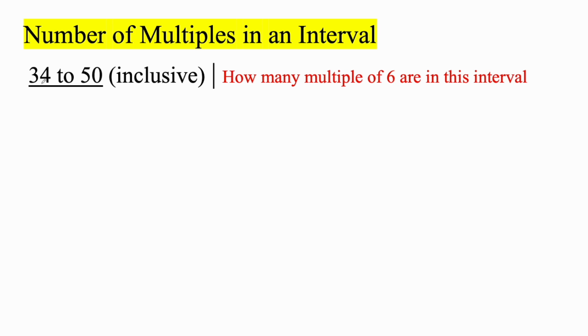So I know 34 is not a multiple of 6, but I want to know what's the next number. So I'm going to do 34 divided by 6, and I'm going to get 5.67. Now in this case, I don't do 5 times 6. If I do 5 times 6, I get 30. That's a number less than 34. So in this case, I do 6 times 6 and I get 36. So my starting number is 36.